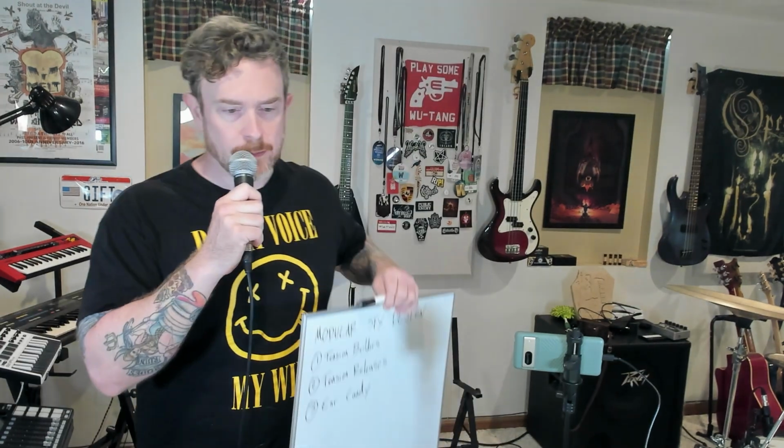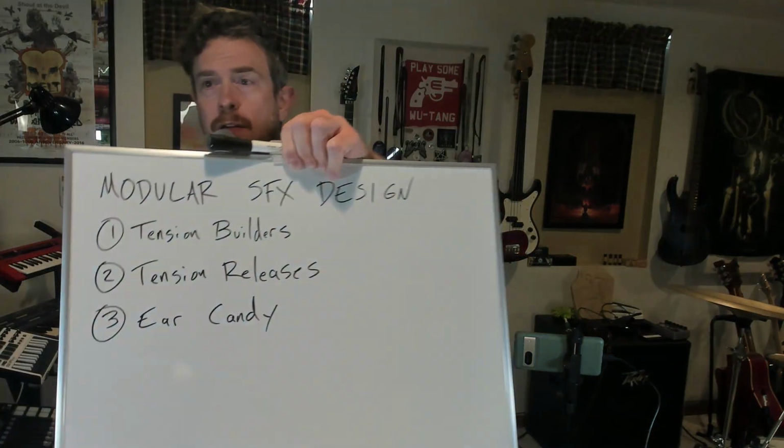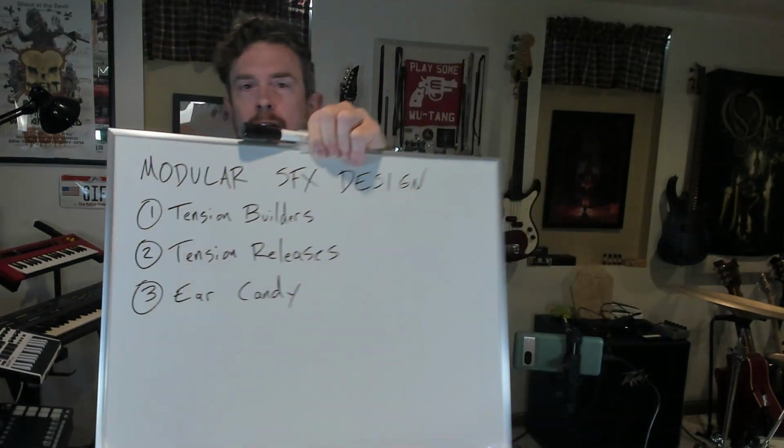These could be repetitive percussive buildups leading to a drop or a big melodic section of a song, or something like that. Tension releases. So these are like impacts, wipes, cymbal crashes, the kind of sounds that you layer over the music when a new section kicks in.